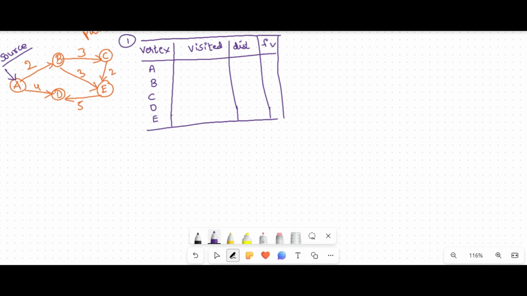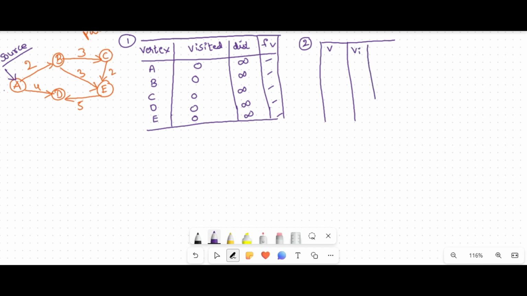Initially all vertices are not visited. We will make that visited value 0, and we don't know the distances, that's why we will make it infinity. And this is the starting vertex, so A vertex to A vertex, here we will not write. From which vertex, that we don't know, so that's why we are not writing that. Next, vertex, visited or not, distance, from the vertex.